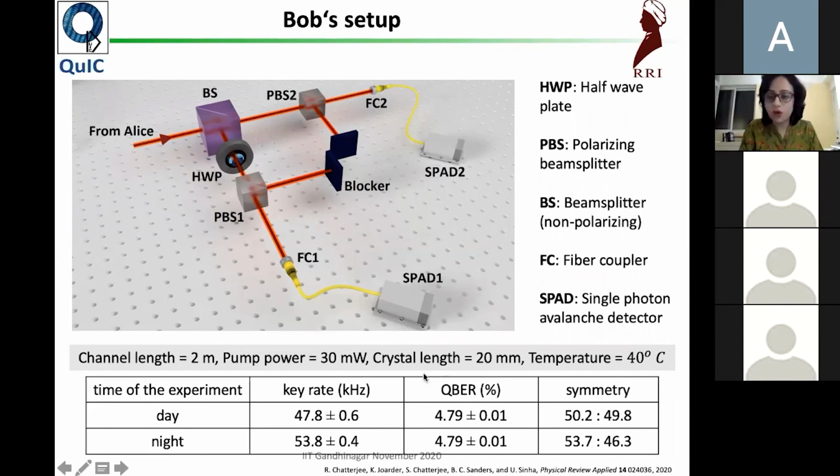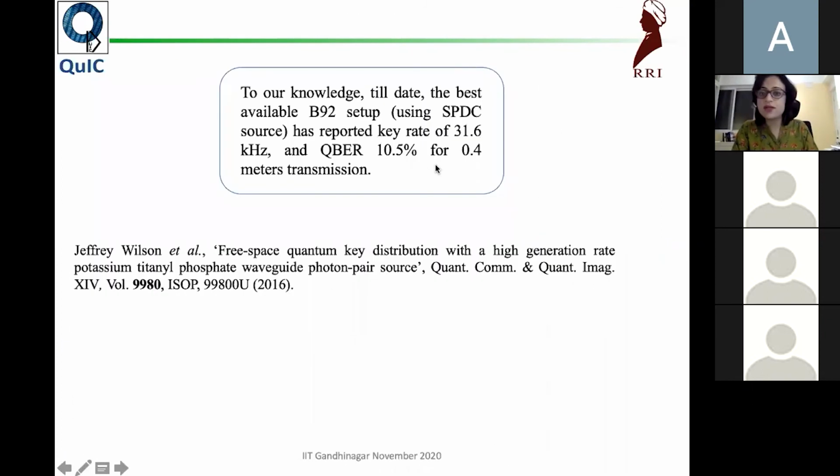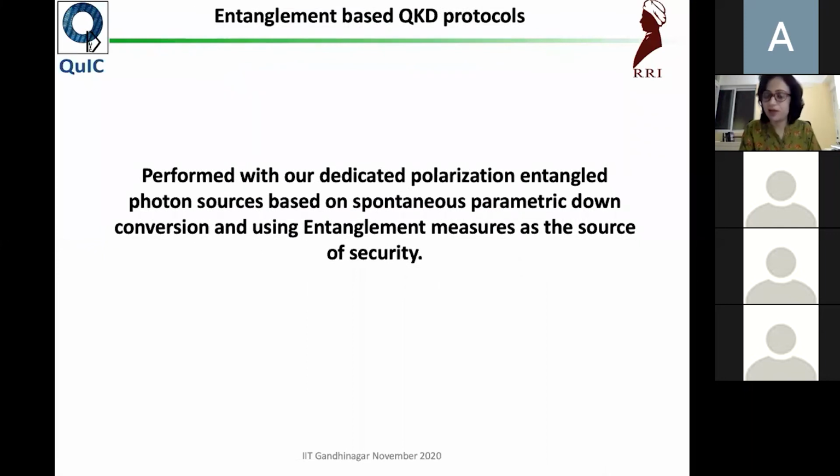And so we have done a lot of work to ensure that our quantum bit error rate is restricted to this information theoretic security bound. Having said that, to our knowledge till date, the best available setup using this sort of source reported a key rate of around 31.6 kilobits per second and a quantum bit error rate of 10.5%, way above this threshold. And so our numbers are way better in both these measurable quantities.